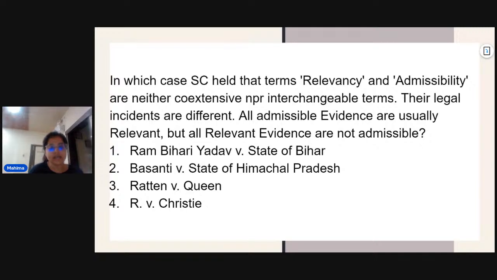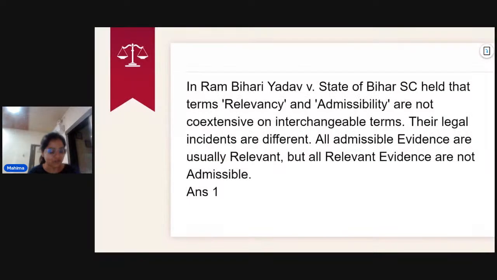In which Supreme Court case did the Supreme Court hold that relevancy and admissibility are neither coextensive nor interchangeable terms? Their legal incidents are different. All admissible evidence is usually relevant, but all relevant evidence is not admissible. Ram Bihari Yadav versus State of Bihar, Basanti versus State of Himachal Pradesh, Ratan versus Queen, R versus Christie. Okay, let's see. Everyone has one, two, three, a difference of opinion. Only Pritika is right. It is Ram Bihari Yadav versus State of Bihar, which differentiated between relevancy and admissibility. Okay, let's move ahead.